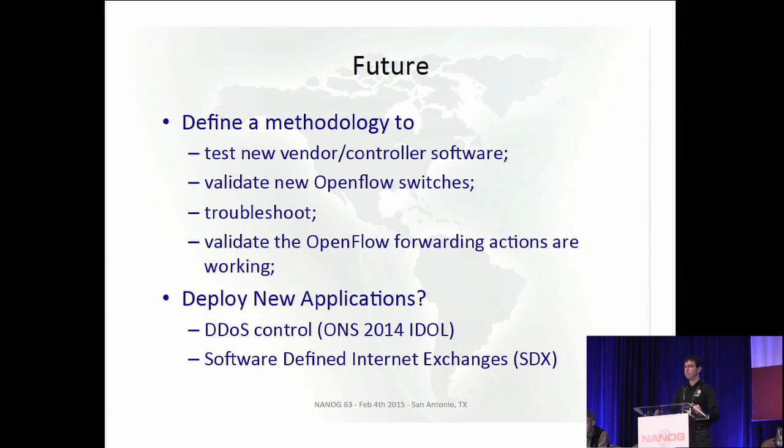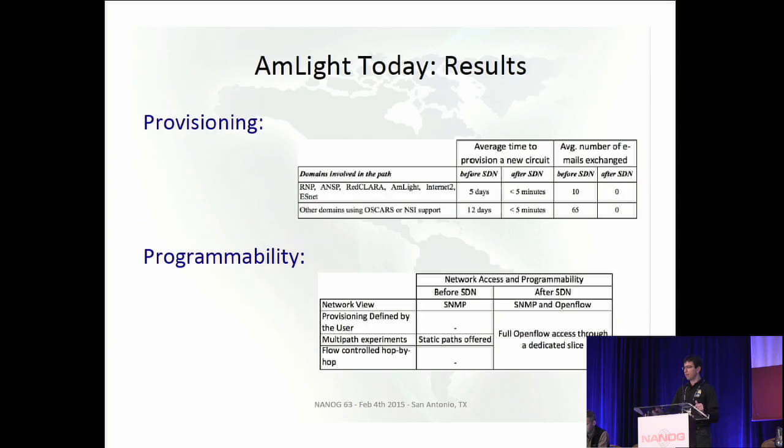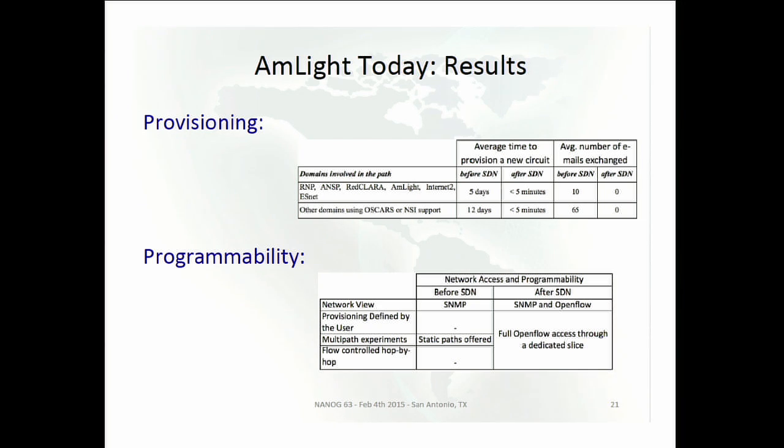And we have new applications in mind, like the DDoS control using AskFlow that was presented at the last Open Networking Summit by Brocade. And we are working now with Georgia Tech to establish a network-defined exchange point, so we can connect a lot of SDN islands from our users through our topology. So, just the last slide, these are the results we saw in our network.